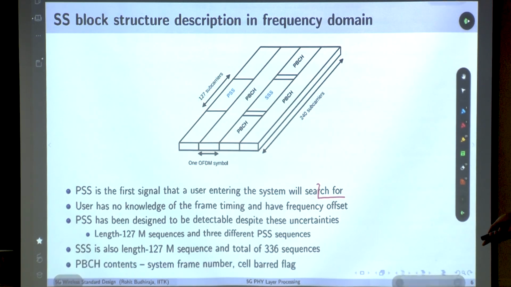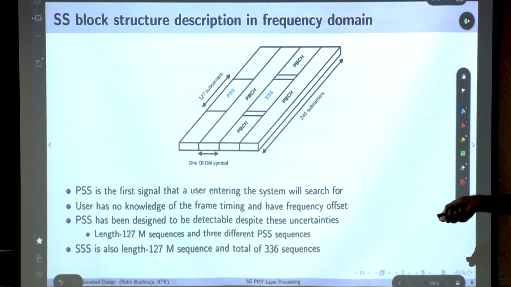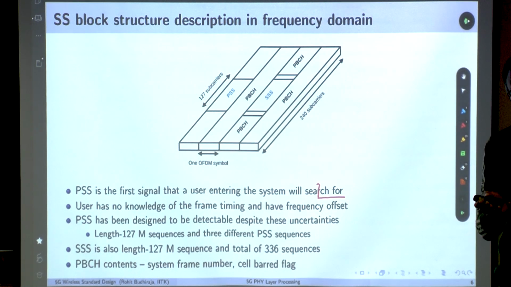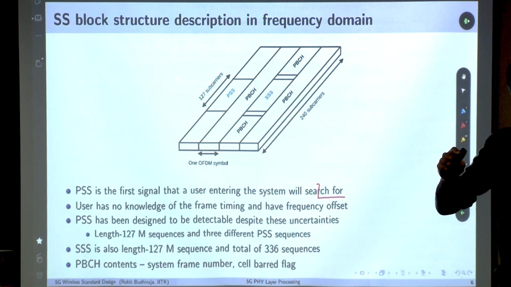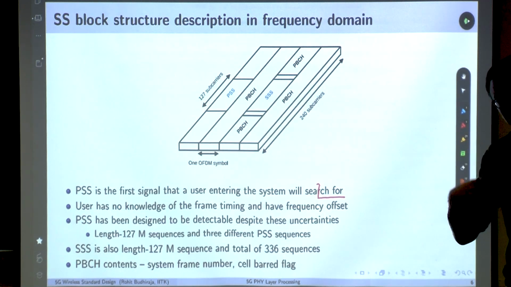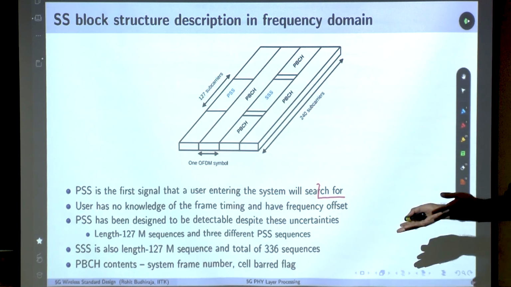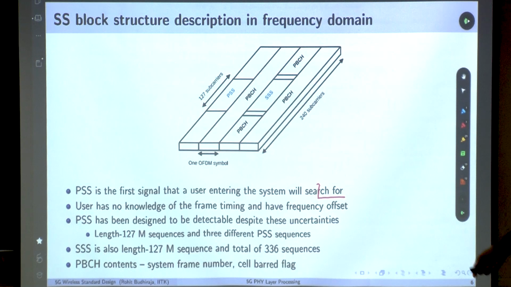So this is some bit about PSS, and this is some bit about SSS. Then what is contained in the PBCH? It contains the system frame number. It has to first find out what the definition of a frame is, what the frame boundary is, and from there find out the slot boundary. Then there is something called the cell barred flag. If the cell is down for some reason, such as maintenance, it will be clear that the user should not get locked to this particular cell. This kind of information comes in this broadcast channel.